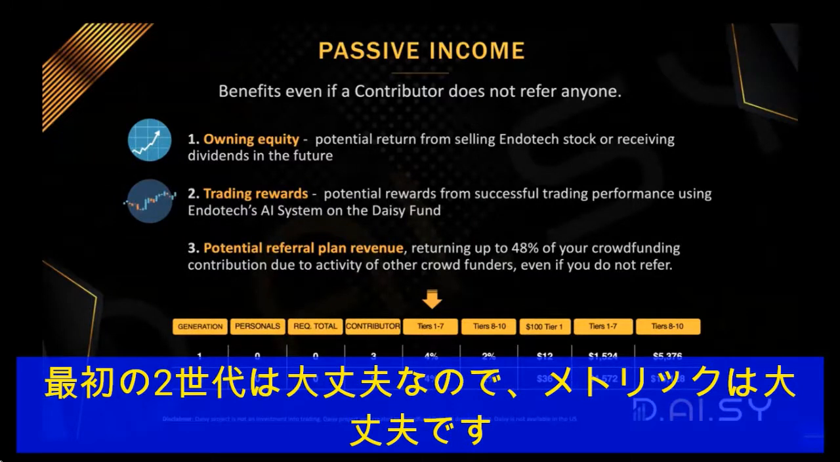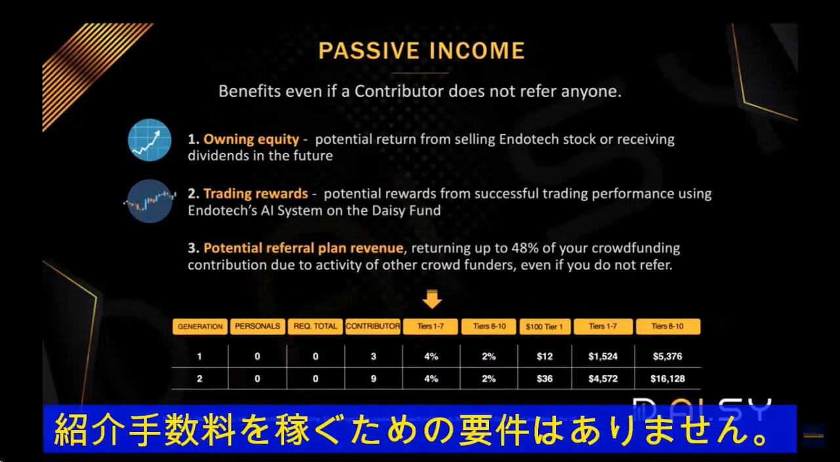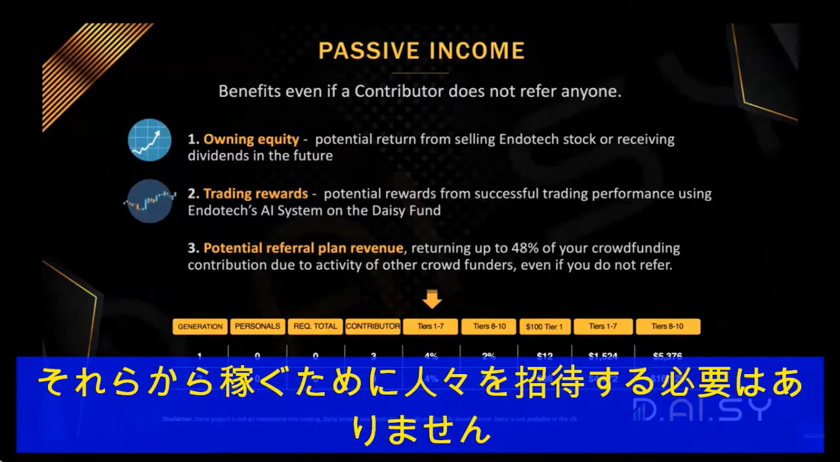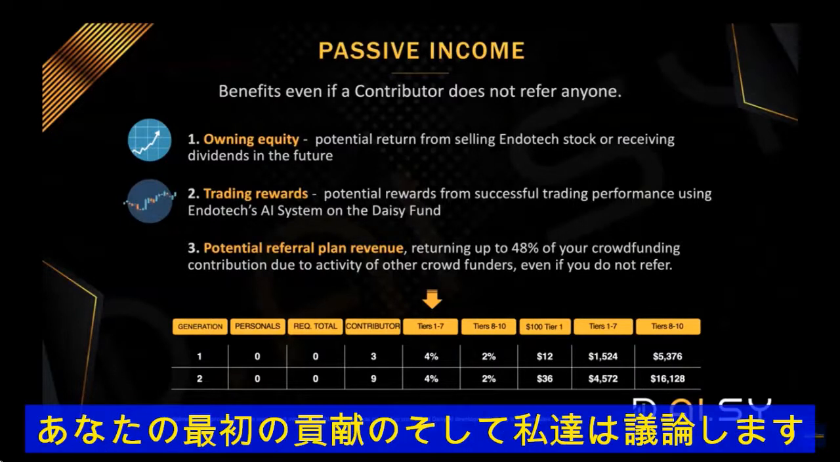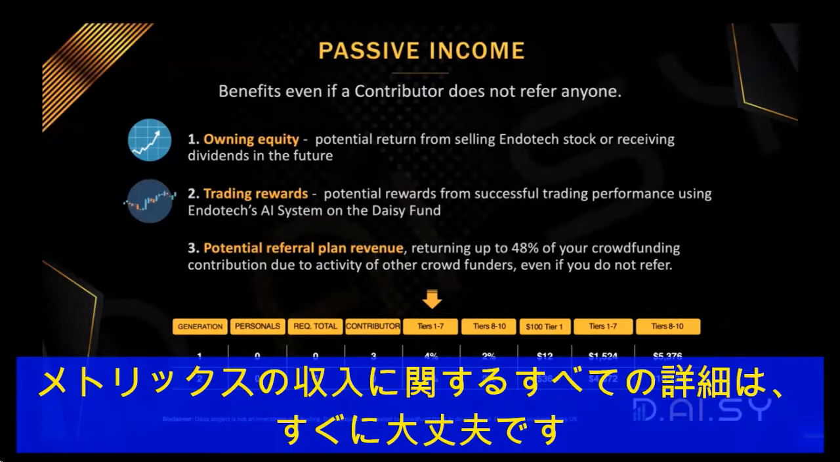And the third way is to earn from the metrics, okay? Because the first 2 generations don't have any requirements to earn referral commissions, okay? So you don't have to invite people to earn from those 2 generations. And this can be up to 48% of your initial contribution. And we will discuss all the details on the metrics income in a few moments, okay?